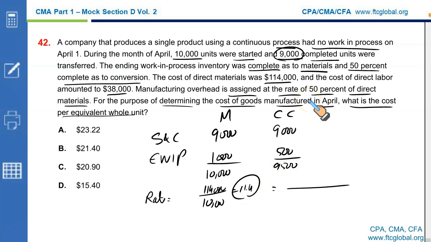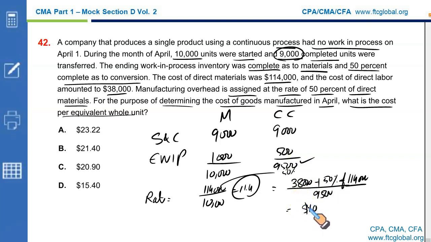For conversion cost, you have the direct labor given 38,000, right? But the manufacturing overhead is assigned at the rate of 50% of direct material cost. This is your direct material cost. If you take 50% of this number, I'm going to write simply 50% of 114,000. And once I calculate the numerator, I'm going to divide it with the equivalent units of conversion cost. So if I do, I'm going to get a straight number, $10.